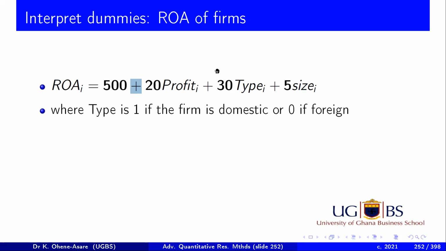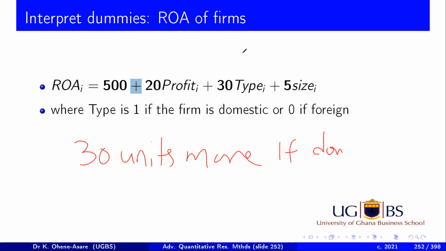That's how you do it. Return on asset is expected to be 30 units more. That word is very important. Return on asset is expected to be 30 units more if the firm is domestic than foreign.